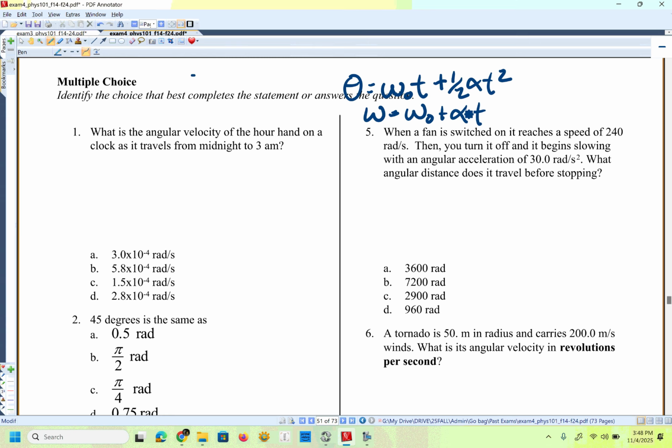Anyway, now we just write down the things that we know. A fan is switched on, so that means it was off prior. That means that omega naught, the initial velocity, is 0 radians per second. And then it reaches a speed of 240 radians per second.